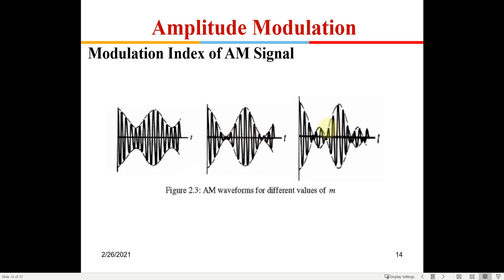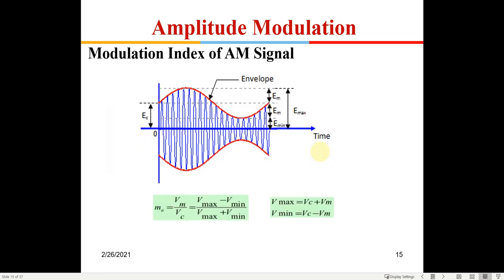Whenever m becomes more than 1, you will find that the signal gets distorted out here, so you won't be able to get back your signal here. So you have to be careful that your modulation index is always less than 1. Okay, so that is a critical parameter.